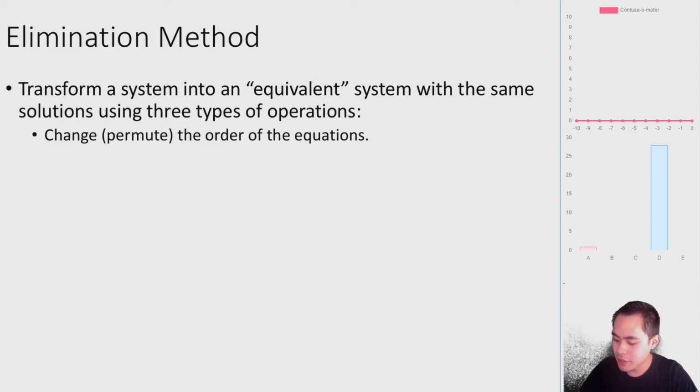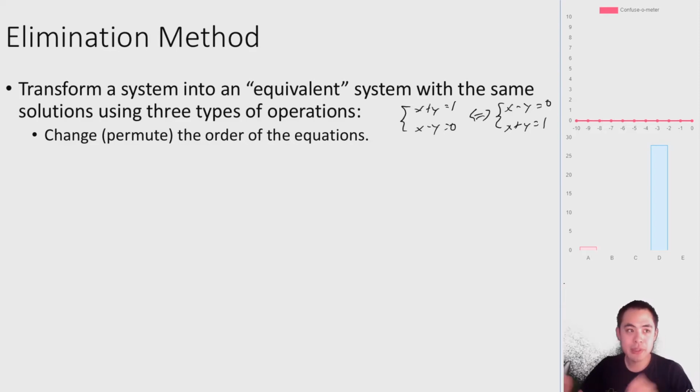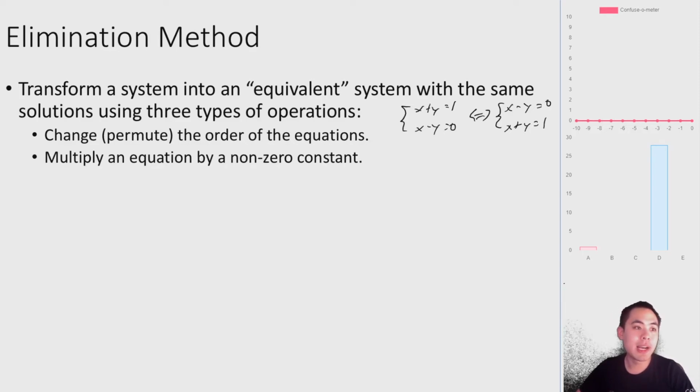So something like x plus y is equal to 1 and x minus y is equal to 0 is obviously equivalent to x minus y is equal to 0 and x plus y is equal to 1. So this obviously doesn't change things. You can multiply an equation by a non-zero constant.